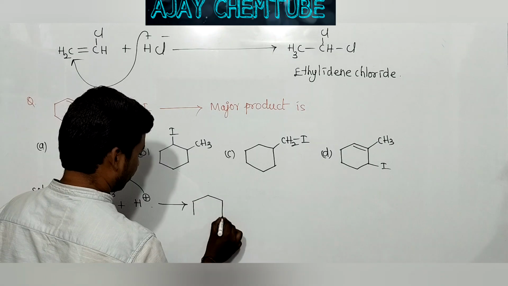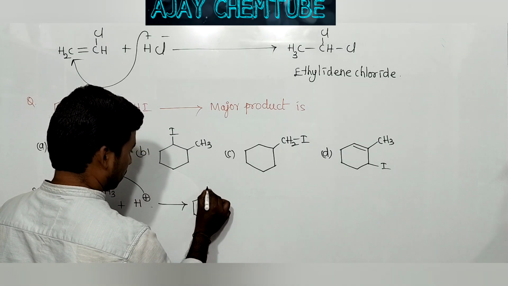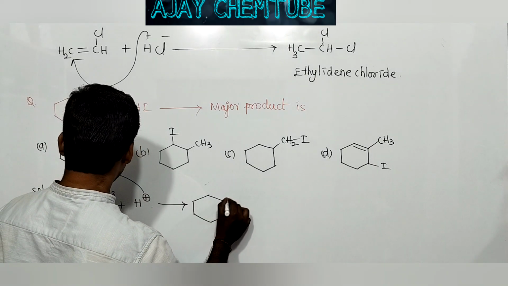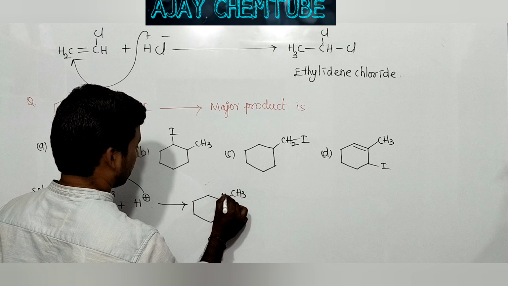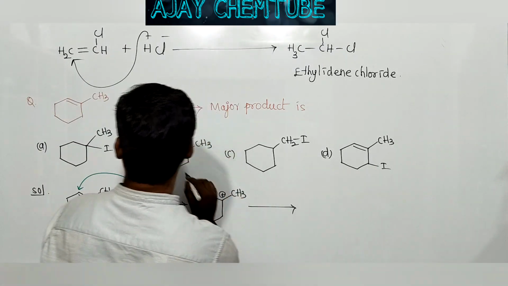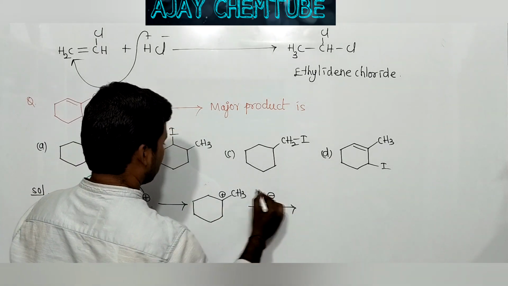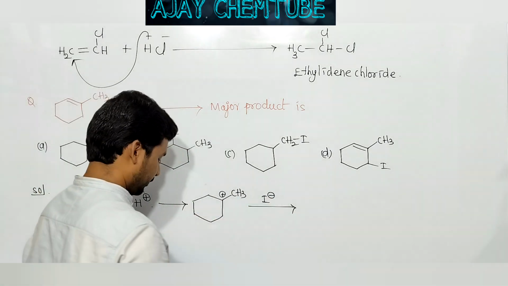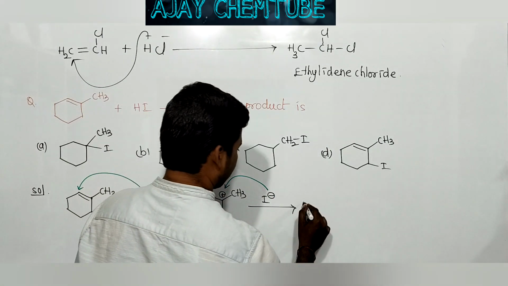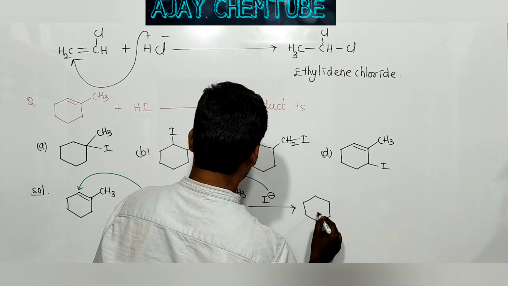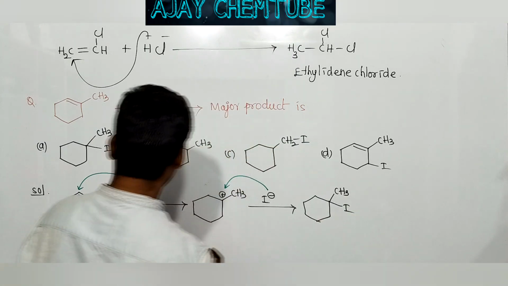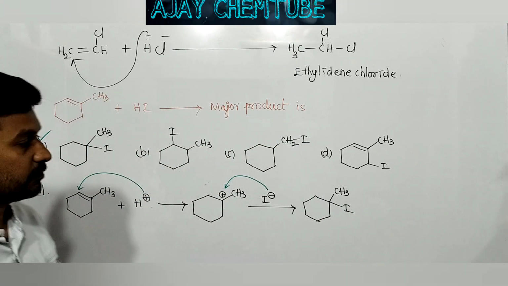So here addition of hydrogen takes place, no need to write hydrogen. Here CH3, and this is positive, a tertiary carbocation. Now addition of what? I minus. First H plus addition followed by I minus addition. So I minus addition takes place like this, that gives here CH3 and here I. Which option is correct? Option A is correct.